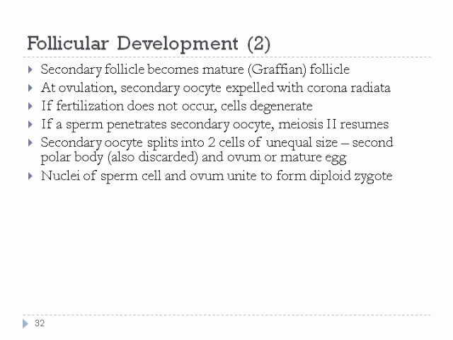And so at ovulation, that oocyte is expelled with that corona radiata, those granulosa cells. If fertilization does not occur, all these cells degenerate, and the remainder of the cell membranes and all that is just lost with menstrual fluid. If the sperm penetrates the secondary oocyte, then meiosis II resumes, and then the two nuclei of the cells fuse.